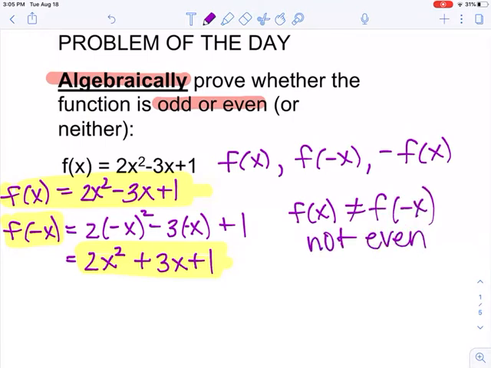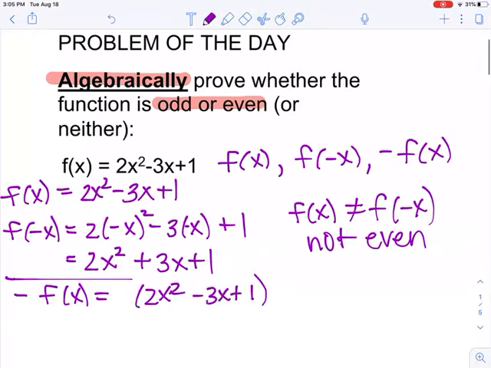With this comparison, they are not equal. And since they are not equal, we can determine that this function itself is not even. Then we need to move forward with negative f of x. When we look at the algebra for negative f of x, we take our function that was given, put parentheses around it and a negative on the outside. Then we distribute that negative through. So we have negative 2x squared plus 3x minus 1.